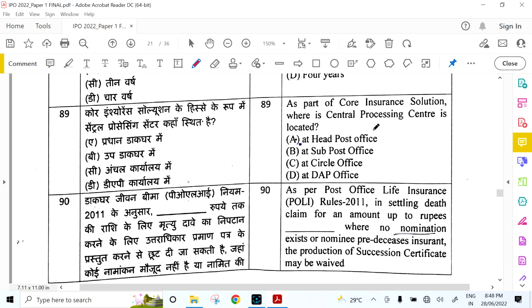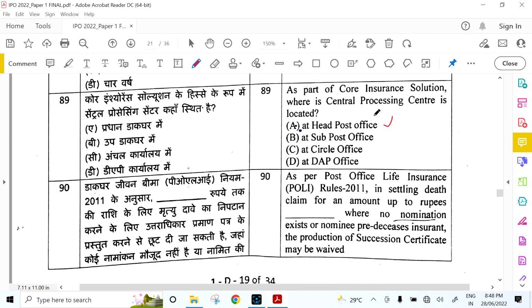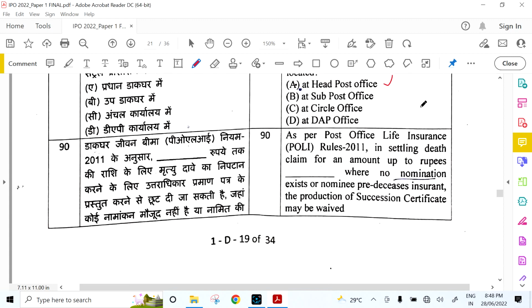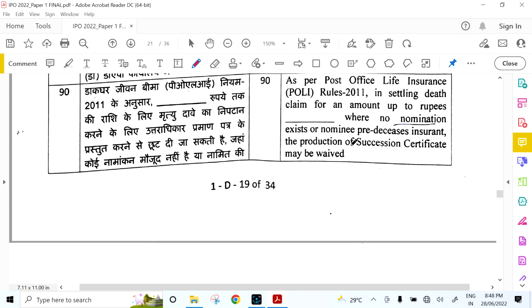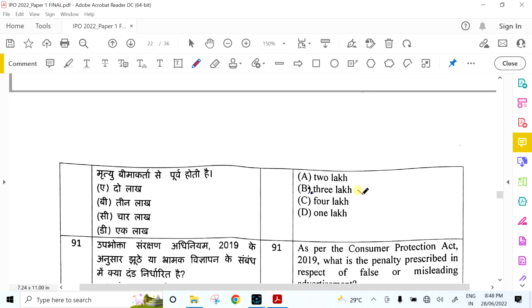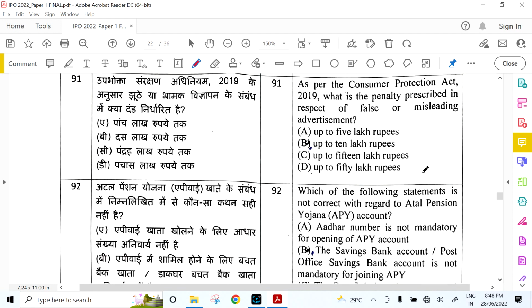As a part of core insurance solution, where is the central processing center located? It is in head post office PLI. CIS means PLI. As per POLI rules, in settling death claim for an amount of up to rupees dash, where no nomination or nominee predeceases the insurant, the production of succession certificate may be waived. It is 3 lakhs. Up to 3 lakhs it can be waived.